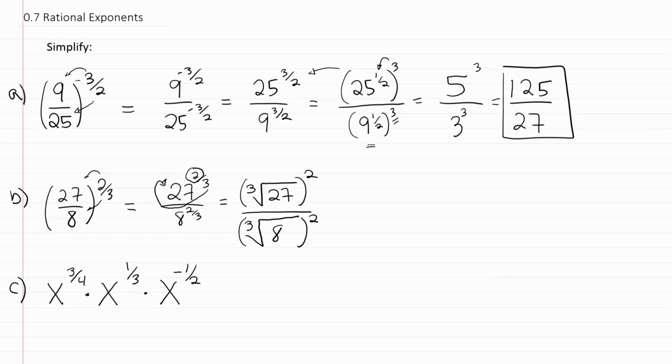Then from there, the 3rd root of 27 is 3, and you'll be squaring that afterwards. And the 3rd root of 8 is 2, and you'll be squaring that afterwards. So you'll end up having 9 over 4.